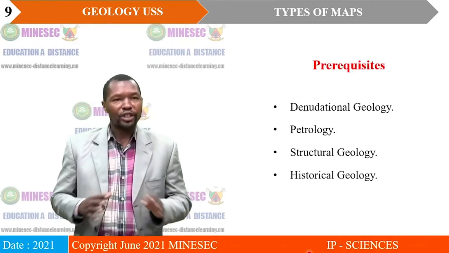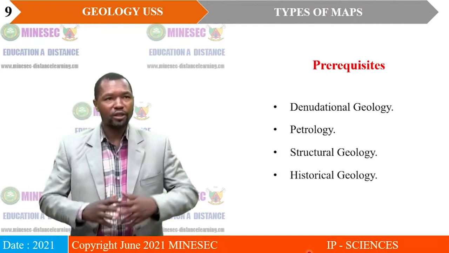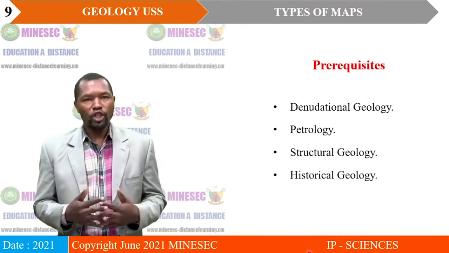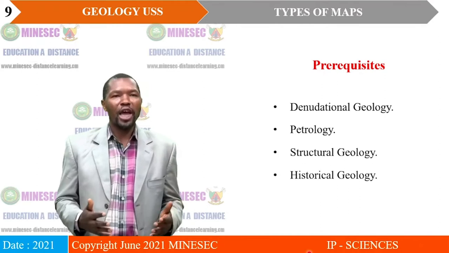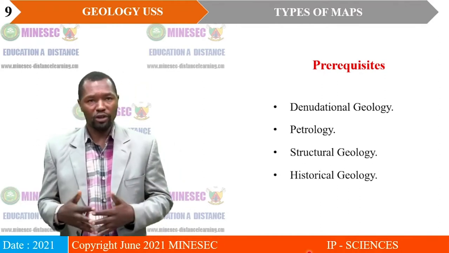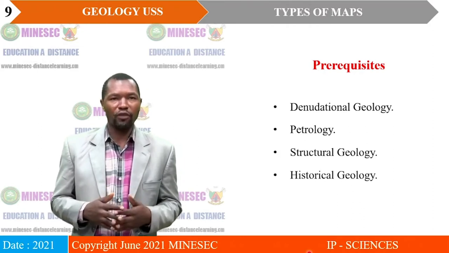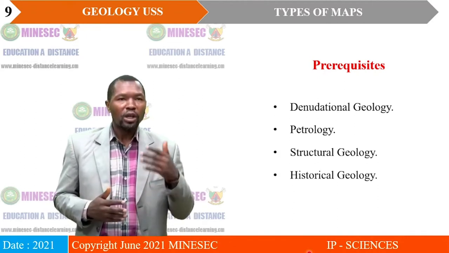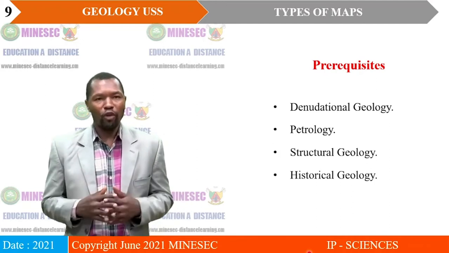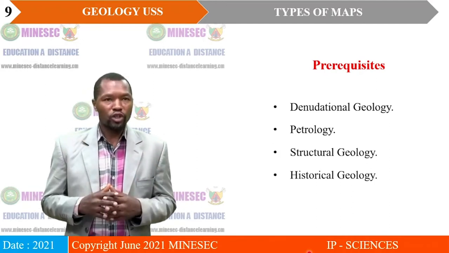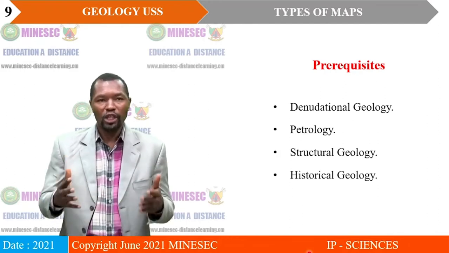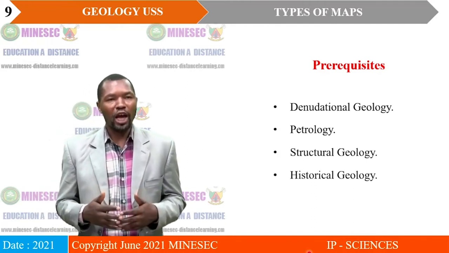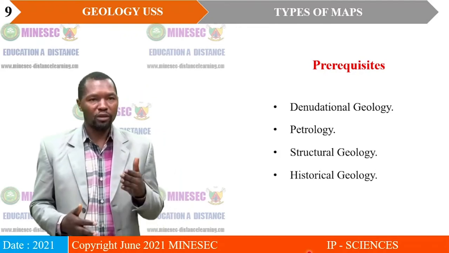Now, why do we do this? There is information that is very essential as far as map work is concerned. We'll need information on denudational geology, that is, the different processes that wear away materials on the earth surface. This is vital information for map work. And we'll look at the different petrological types, that is, igneous, sedimentary, and metamorphic rocks, the powerhouse of map work, because it is within the rocks that we have the different features as well as structures that are captured and then used for developing maps.